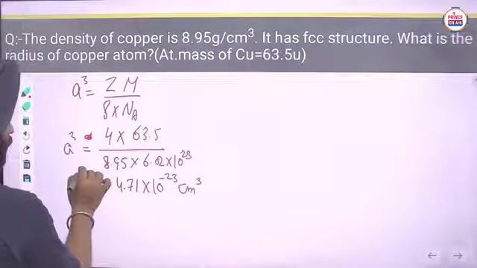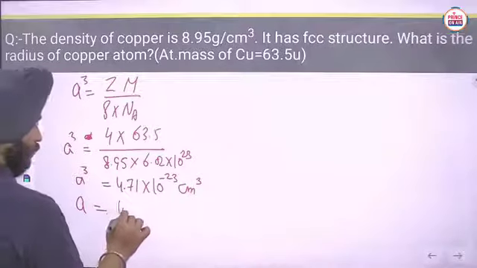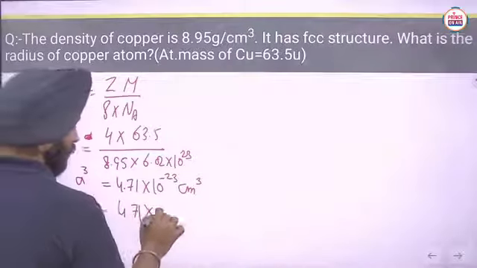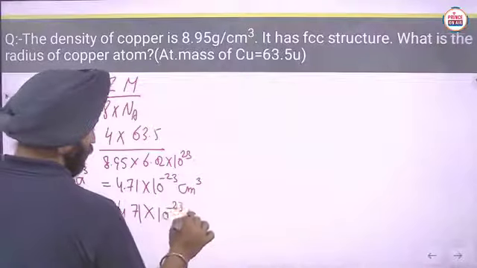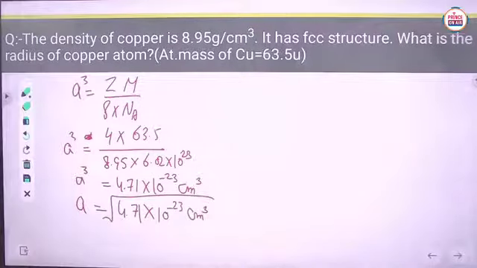Now, it is the value of A cube. For A, it will be the cube root of 4.7 into 10 raised power minus 23 cubic centimeter. So it comes out to be 3.6 into 10 raised power minus 8.